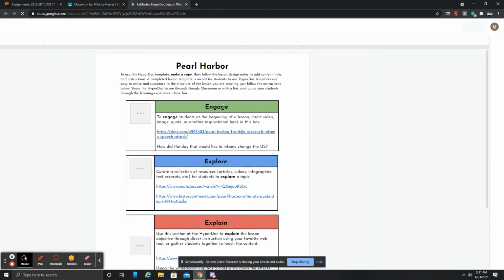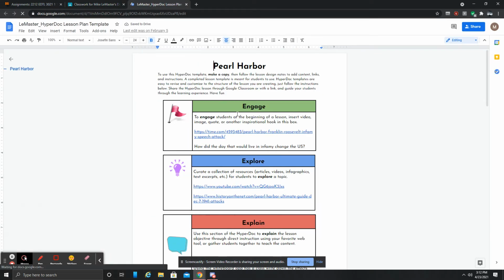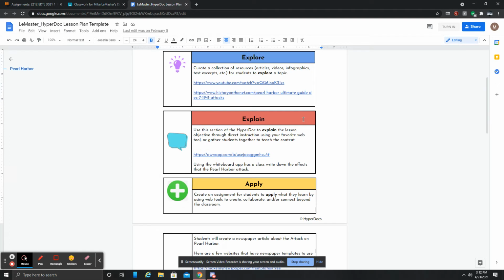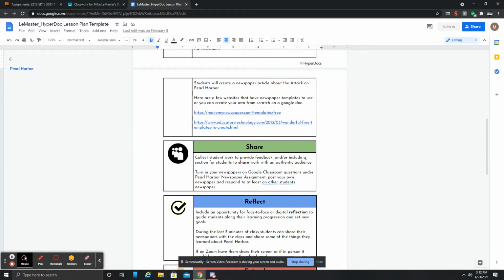Next is the integrated Hyperdoc Activity 1, which is a Hyperdoc about Pearl Harbor, where students look at various videos and different sources. They will write the findings down on a whiteboard app, which is down here in the explain section. After that, they will create a newspaper about the day that will live on in infamy from other sources, and a different newspaper template for you right here. The ISTE standard that relates to this is Knowledge Constructor, because they're constructing a newspaper from all the different sources of information that they gather together.